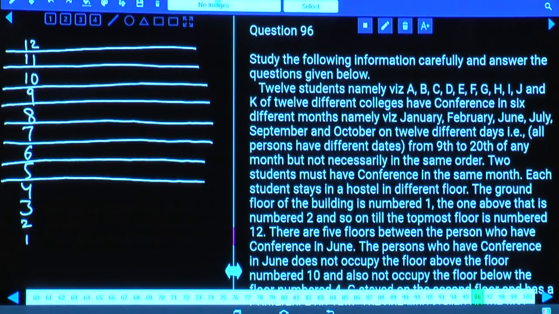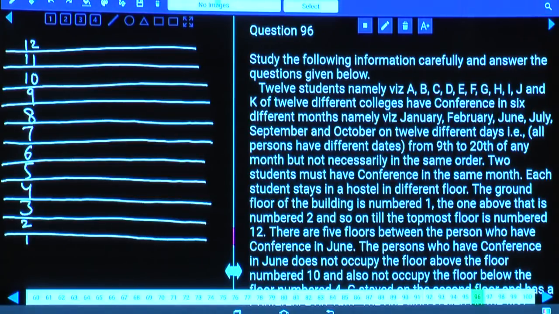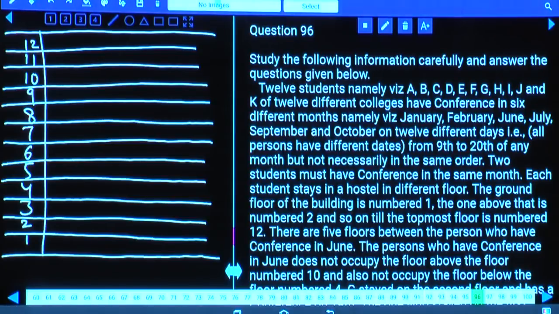And they have attended seminars in 6 months, 2 per month on different dates. What are the dates given here? The dates are from 9th to 20th, including 9, hence 20: 9, 10, 11, 12, 13, 14, 15, 16, 17, 18, 19, 20.